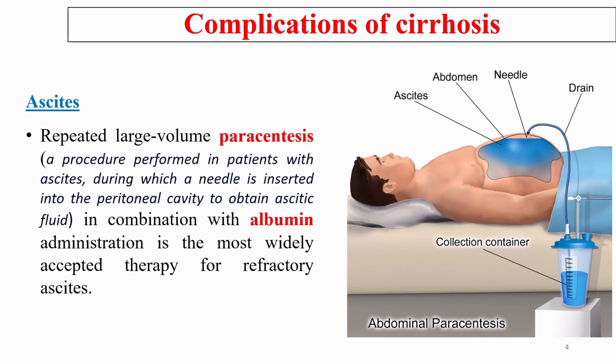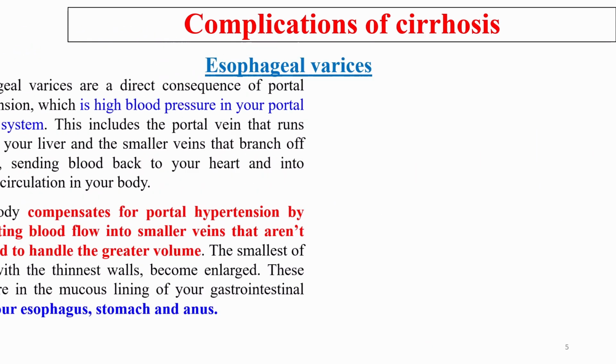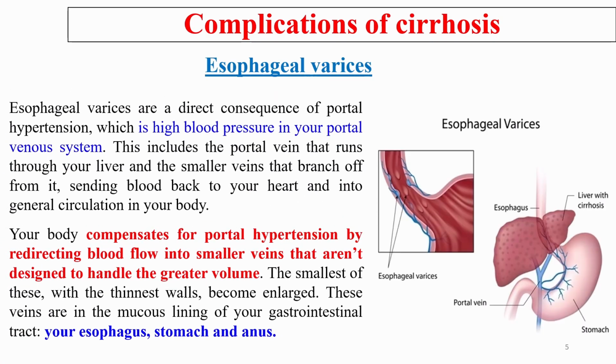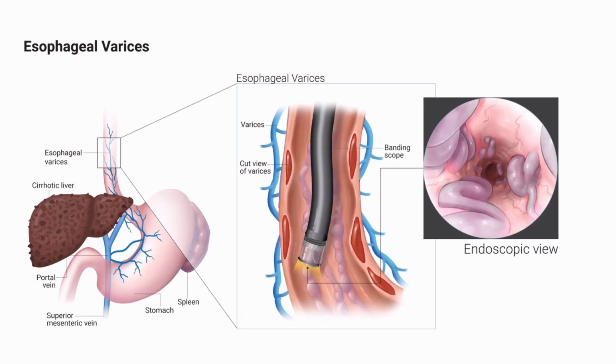Esophageal varices are swollen veins in the lining of the lower esophagus or upper stomach. As cirrhosis blocks normal blood flow, pressure in the portal vein rises. To compensate, blood diverts to nearby small veins, especially those in the esophagus. These veins aren't built to handle high volume or pressure, so they become enlarged and can rupture, leading to life-threatening bleeding. This image likely shows dilated varices along the esophagus.